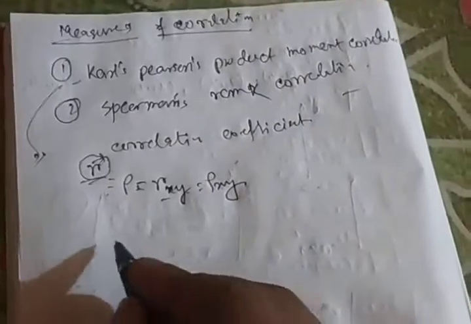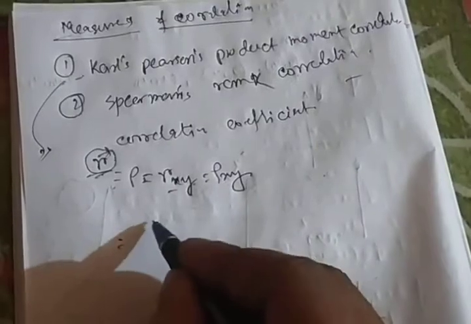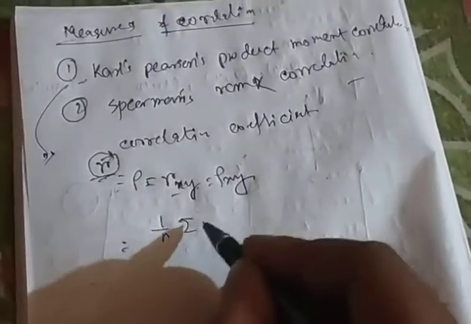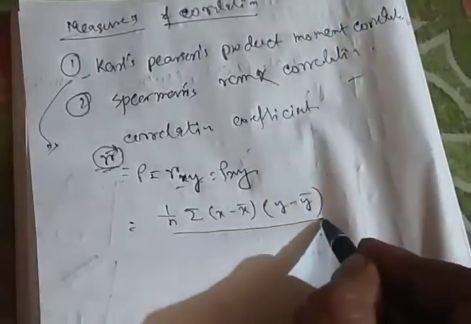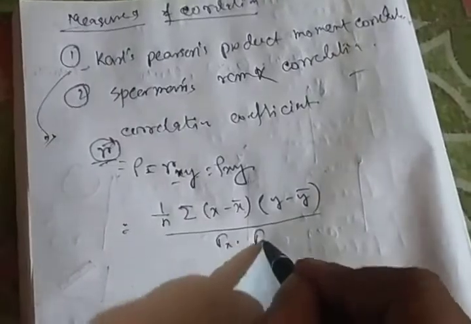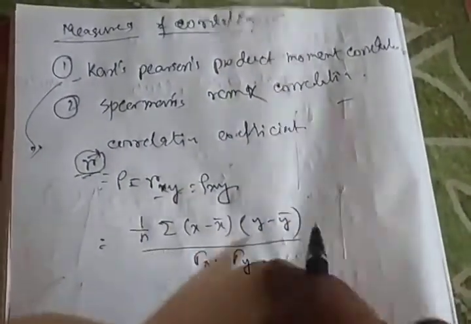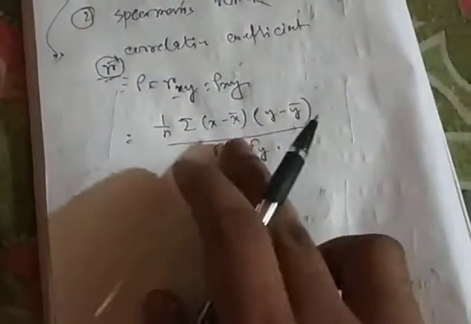So the formula for calculating this correlation coefficient is 1 by n summation (x minus x bar) into (y minus y bar) divided by sigma x into sigma y. Now x bar, y bar, sigma x, sigma y have the usual meanings which you can already find in the previous semester's book. You have already learned it in the first semester.